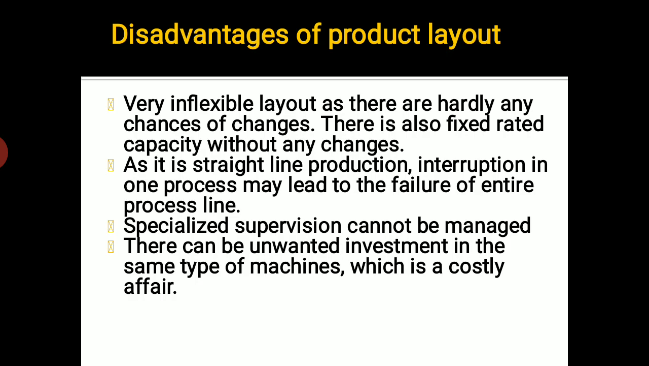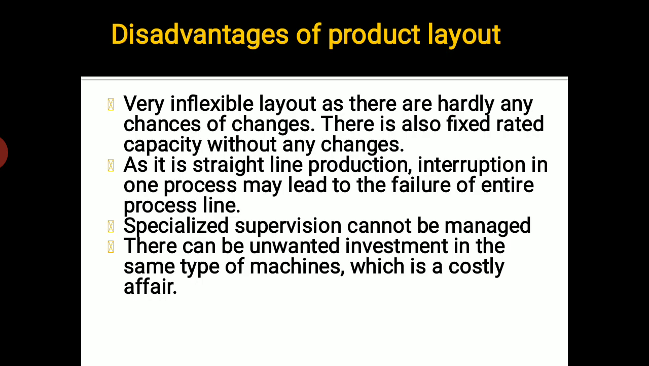It is a straight line production. One by one the task happens, and supposing at the second machine the machine fails to do its work, then it's not possible to take the semi-finished goods directly from the first stage to the third one. So one interruption in between in the straight line will lead to the failure of the entire production line. Again, specialized supervision cannot be managed, because if you want to say the third stage is very important and you want to check it, that kind of specialized supervision is not done, because everything goes stage wise and is managed under the straight line.